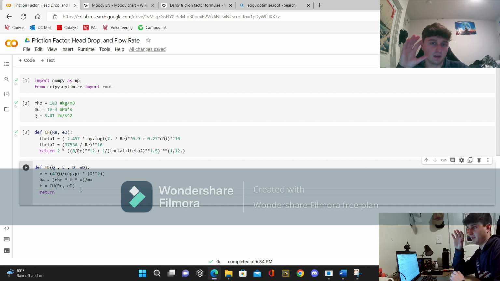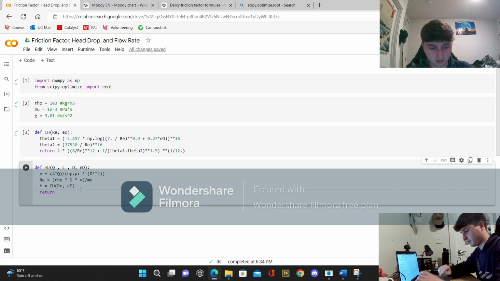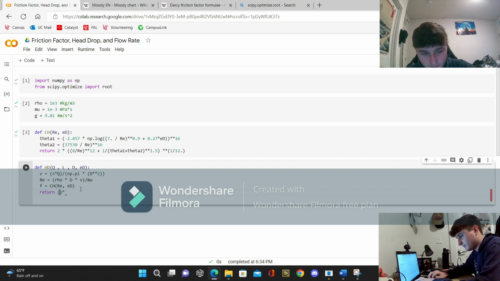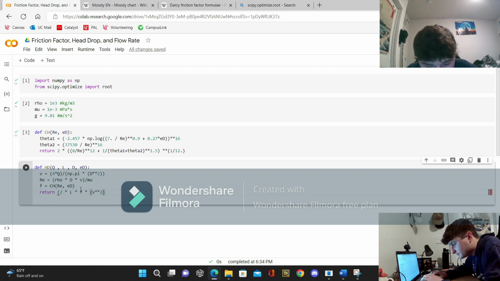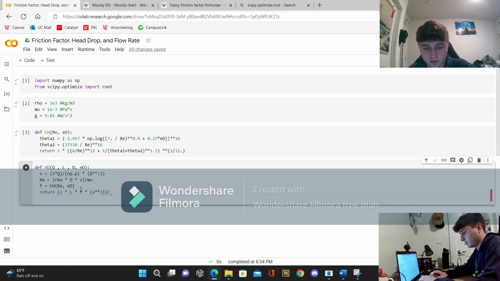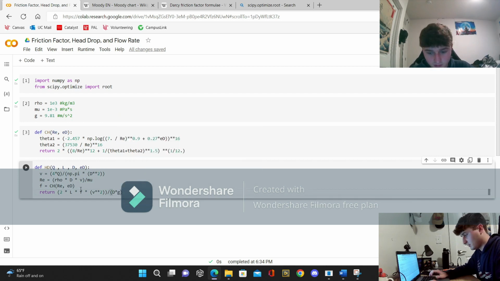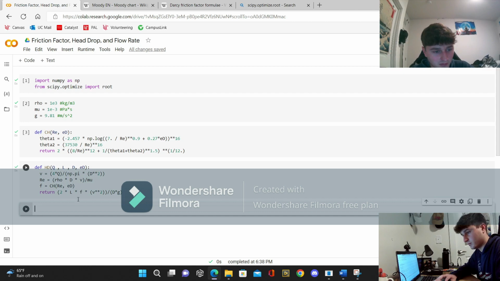So what we had was 4FLV squared over D times g, V squared over 2, and then we have 4 in the numerator, so 4 over 2 is 2. So we're going to have this 2 multiplied by our length, multiplied by our friction factor, multiplied by V squared. And what we do is we simply just divide this by our diameter times g, our gravitational constant. Shift enter on that. Everything has been shift entered.